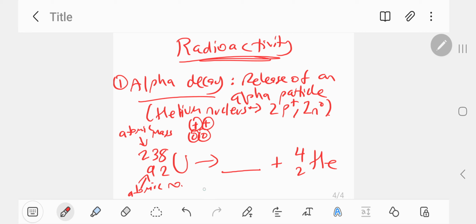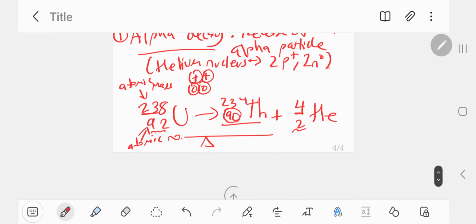The way you work this out is like a seesaw. Every equation is like a seesaw. Whatever's on the left has to be on the right. The numbers at the top have to match, and the numbers on the bottom have to match. So something plus 4 gives you 238. In other words, 238 minus 4, that's 234. So the top numbers are fine. The bottom, something plus 2 is 92. That's 90. So you go to the periodic table now. You look up the element with the atomic number 90, and you find that it's thorium, Th. So I encourage you to get your periodic table out now, if you can.